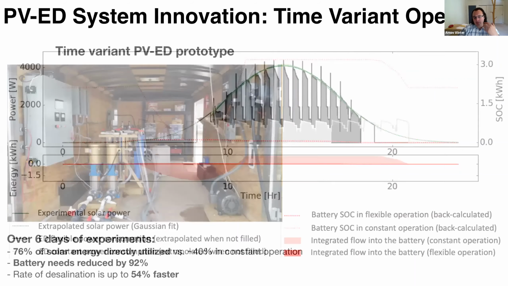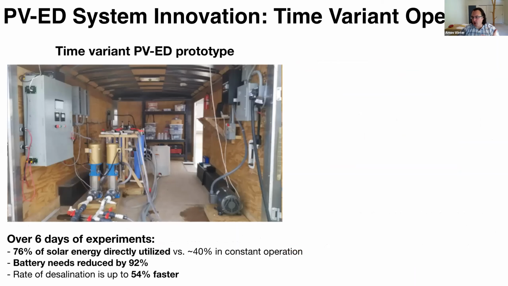So we've thus far done some preliminary trials. We're going to do longer trials when we can travel again after COVID. But in our 6 days of experiments, we've shown that this technology can directly utilize 67% of our solar energy, versus only 40% in constant operation, because you always have to put some in a battery and then take it out after to run at night. We can reduce the battery capacity needed by 92% compared to constant operation. And then we can increase our desalination rate by 54% compared to constant operation.